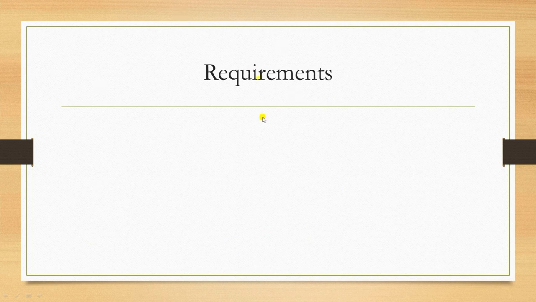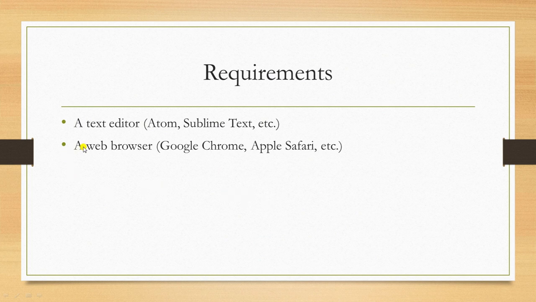Now, to run HTML files and to do HTML coding, we need some tools. To do the coding, we need a text editor. You can use Atom, Sublime Text, Brackets, Visual Studio Code, Notepad++, Notepad, etc. You can use any text editor of your choice. Then you need a web browser to see the output of the code. I always recommend you to use the latest web browser. You can use Google Chrome, Apple Safari, Microsoft Edge, Mozilla Firefox, any browser you like. But I always recommend Google Chrome because in Google Chrome we have the Chrome Dev Tools that we need to use sometimes.